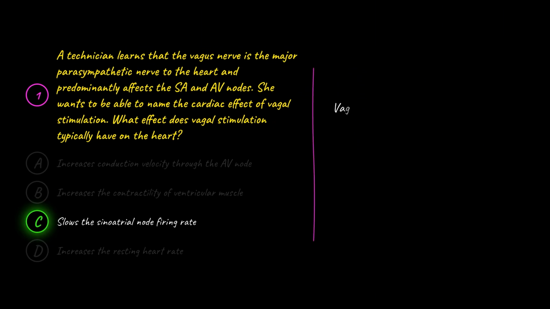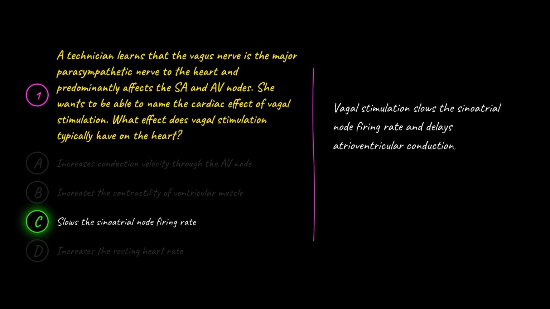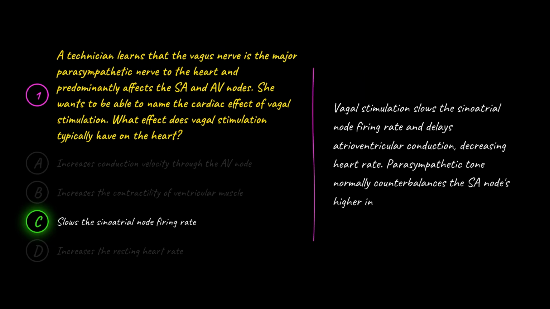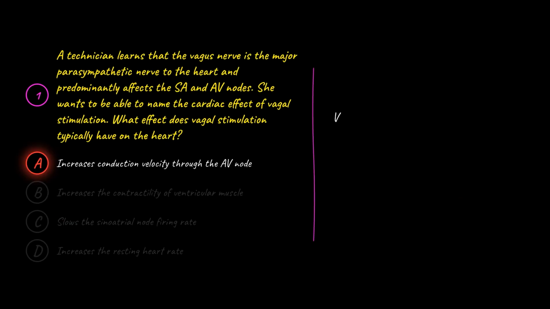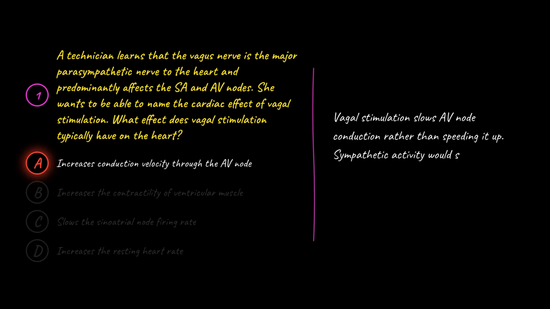C is correct because vagal stimulation slows the sinoatrial node firing rate and delays atrioventricular conduction, decreasing heart rate. Parasympathetic tone normally counterbalances the SA node's higher intrinsic rate to keep the resting heart rate in the normal range. A is wrong because vagal stimulation slows AV node conduction rather than speeding it up. Sympathetic activity would speed conduction, while parasympathetic activity does the opposite at the AV node.